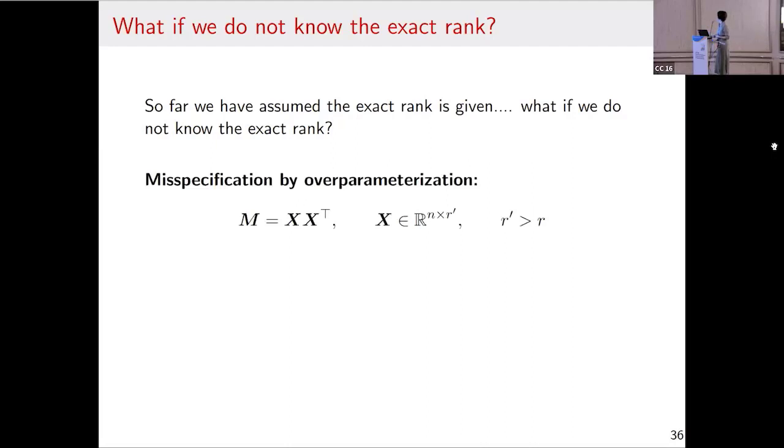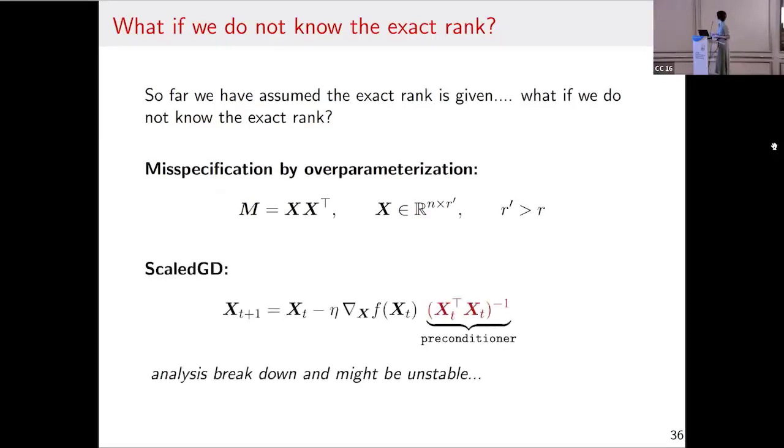apart. If you do not know the exact rank, then what you could do in factorization is over-parameterize. So instead of using the rank r, you parameterize using some higher rank r', and try to recover this fatter factor matrix X using this kind of ScaledGD update. This is for the PSD case, so there's only one factor. When you have over-parameterization, this factor matrix itself could become ill-conditioned, so that this inverse, this preconditioner, becomes potentially unstable. And the analysis will also break.